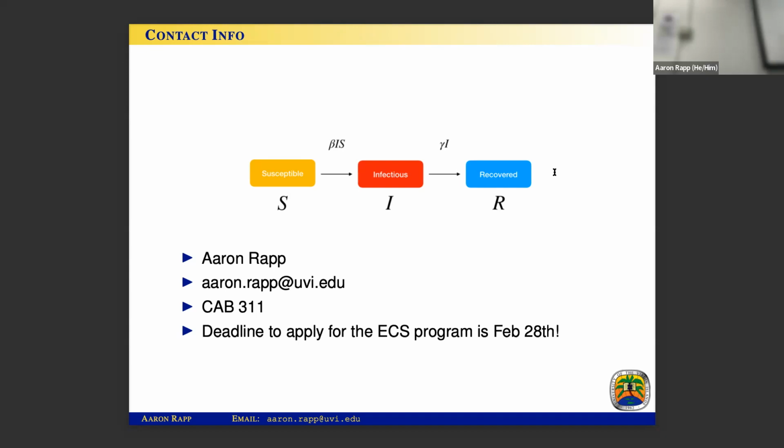The deadline to apply is February 28th, but if you want to make sure you give someone who will write you a reference letter enough time to do so, you probably want to start thinking about that now. Okay. If you just Google UVI ECS, one of the first links should pull up the program page.